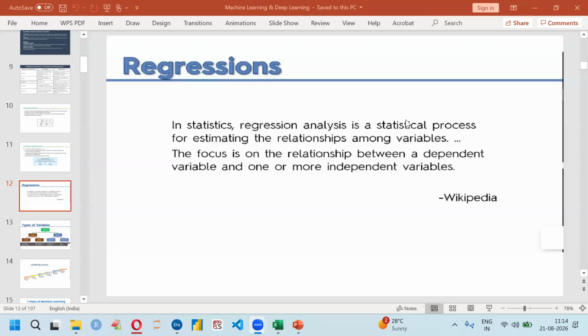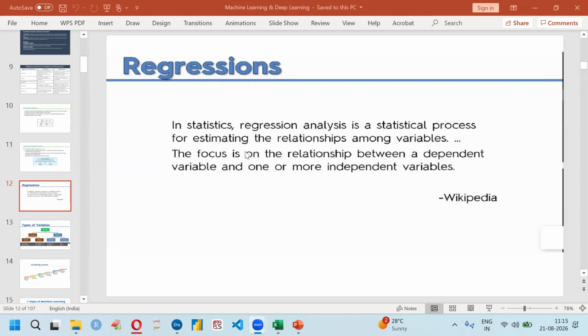Yeah, today's topic we are going to see about linear regression. So we have two types of linear regression: one is simple linear regression and another is multiple linear regression. Before we start the concept of linear regression, let us start to understand what is regression.